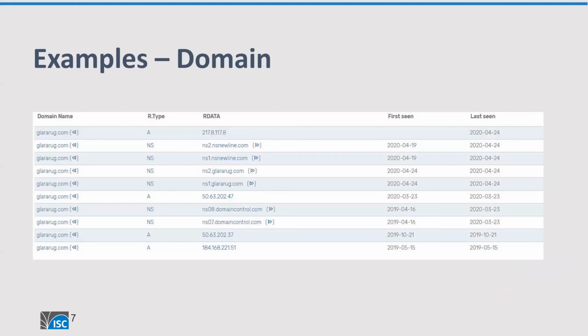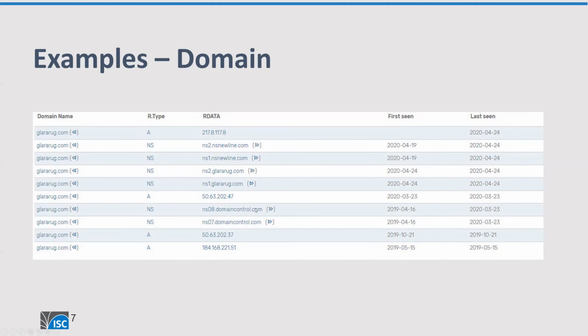So the next thing that we're going to look at here is just your garden variety domain hijacking. So the first thing to look at here is we have the first seen and last seen. So we are looking at that this domain was pointing to domaincontrol.com, which is GoDaddy's name server NS records. And it was first seen in 2019, and then it was last seen in 2020 on the 23rd of March.